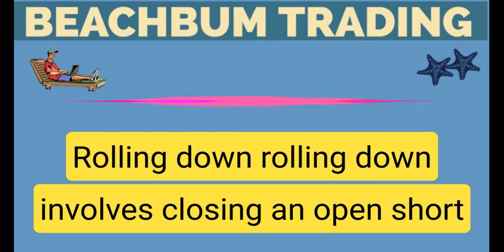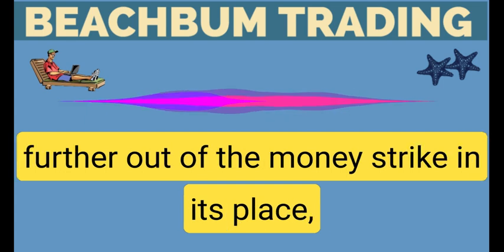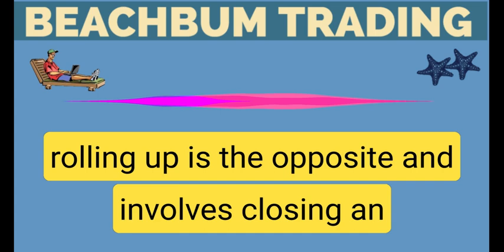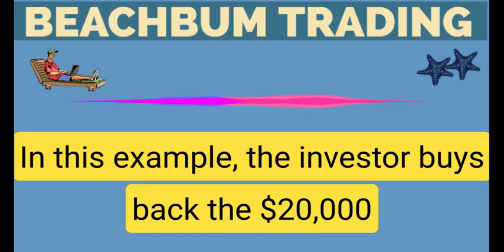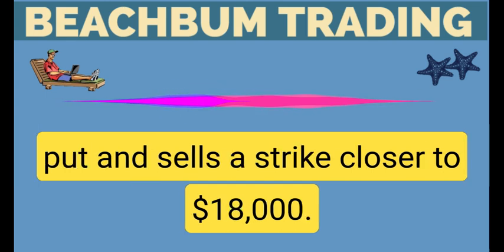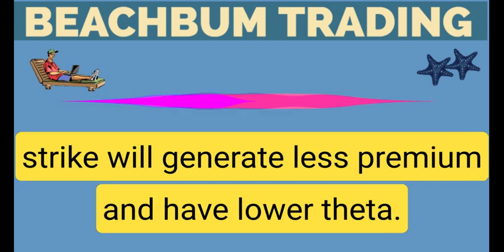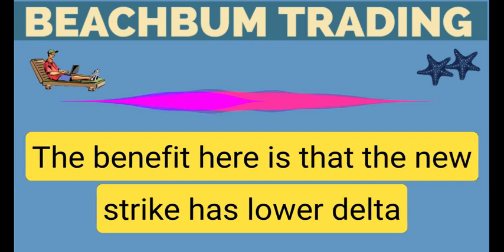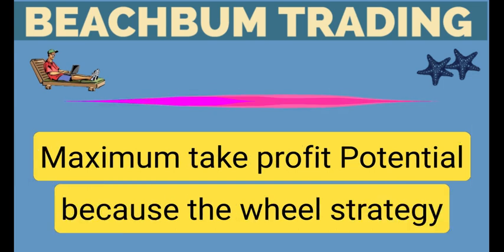Rolling down. Rolling down involves closing an open short strike and opening a new short position in a further out of the money strike in its place. Rolling up is the opposite and involves closing an open strike and opening a higher one. In this example, the investor buys back the $20,000 put and sells a strike closer to $18,000. Of course, being further out of the money, the new strike will generate less premium and have lower theta. The benefit here is that the new strike has lower delta and thus is less likely to expire in the money.